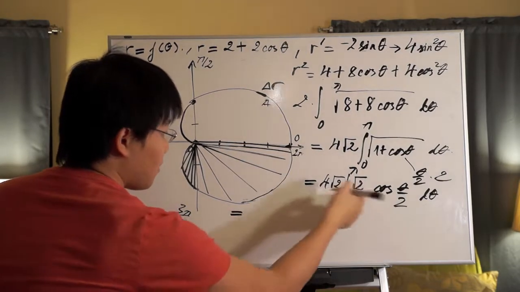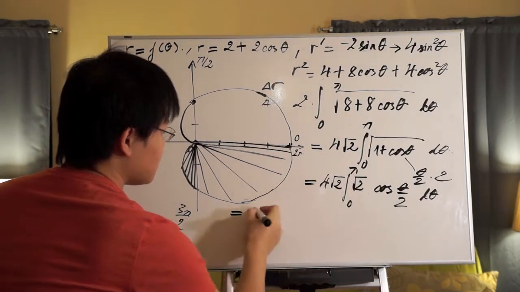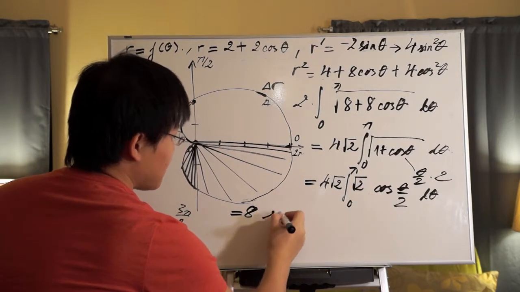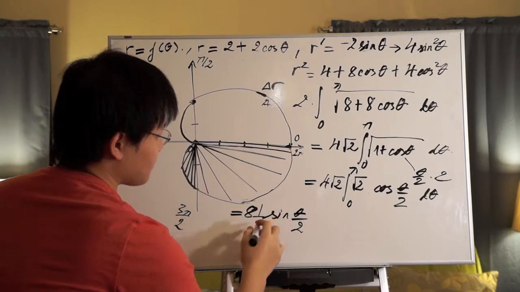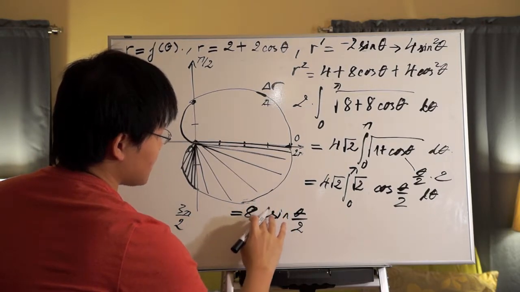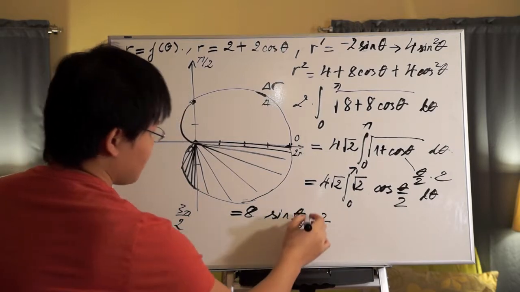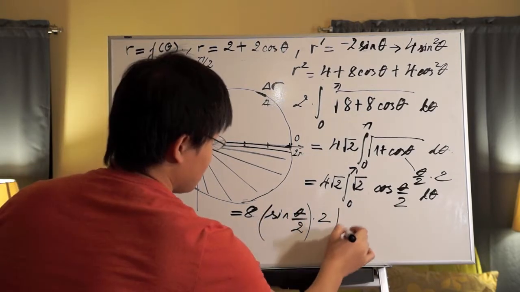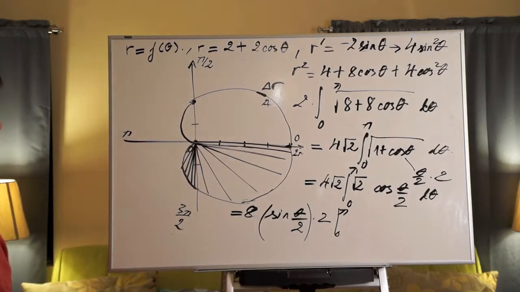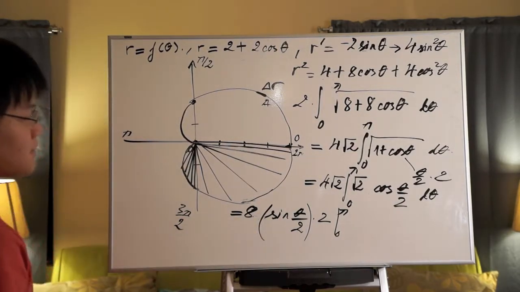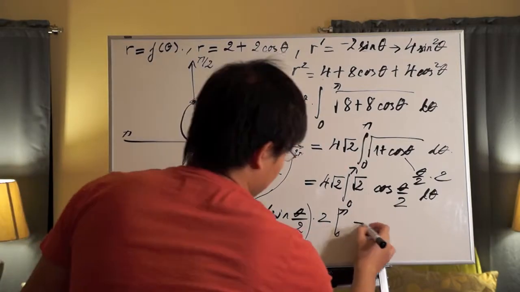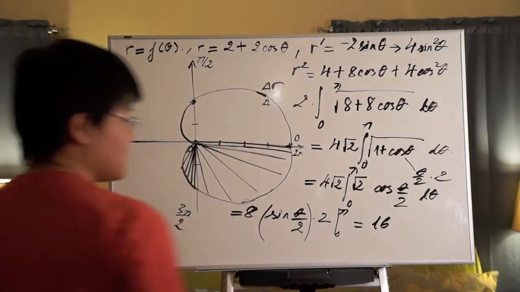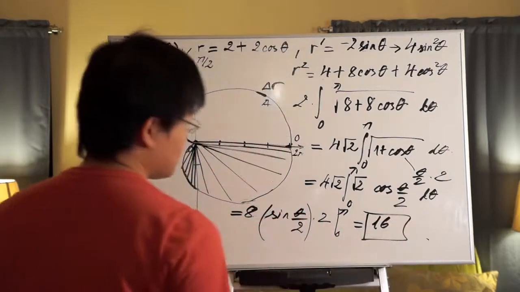Okay, so we pull out the square root of 2. This becomes 2, becomes 8. That'll be sine theta over 2 times 2, going from 0 to pi. This is 16 times sine theta over 2. So you put in pi there, sine pi over 2 is 1, so you have 16. Putting 0 in there, sine 0 is 0. Therefore your answer is 16 units of length.